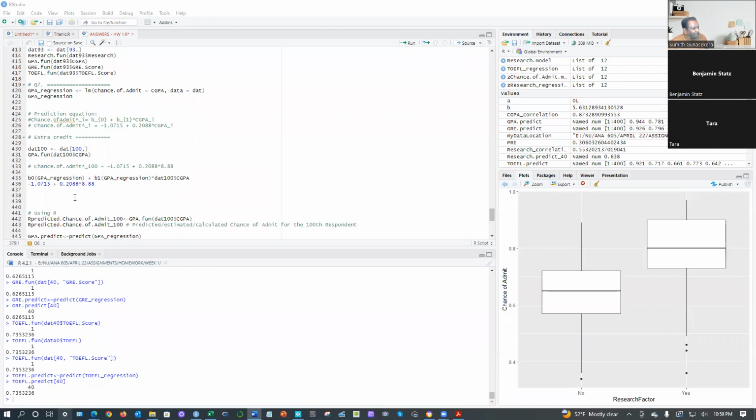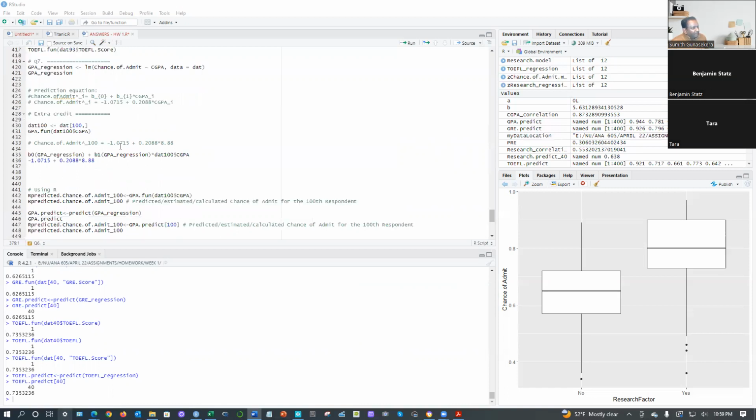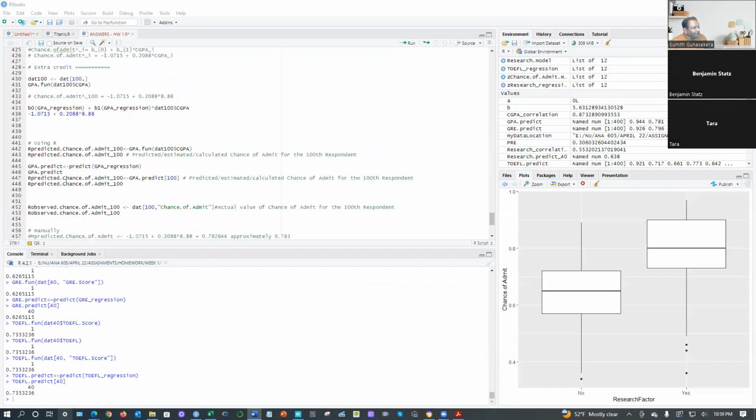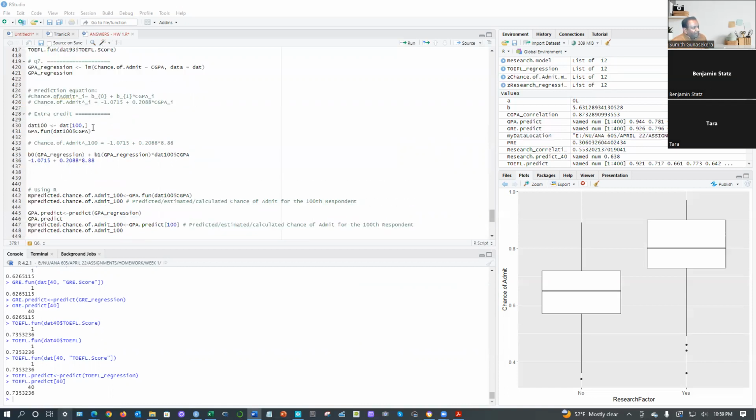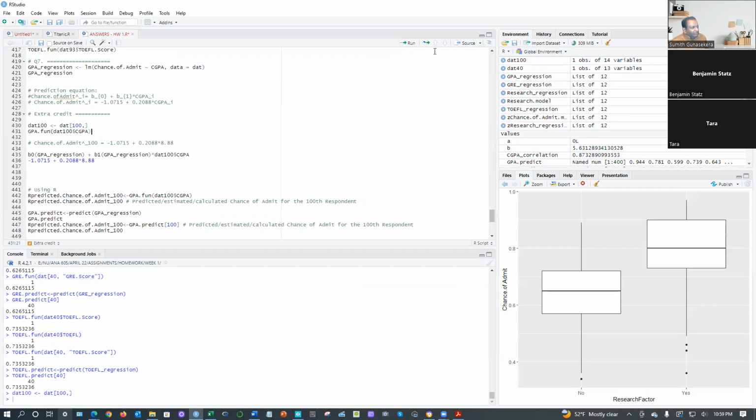Extra credit would be that you go to the person, 100%, the value that's subscripted by i. Every value you put it back. Look at the chance of admit. Extra credit: I'm going to go to the 100% and make a function. Create 100 and go to the CGPA. If you put to their model the value 0.78, this much.